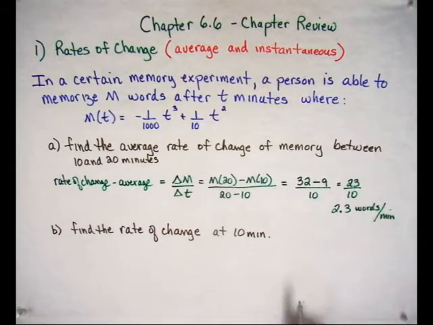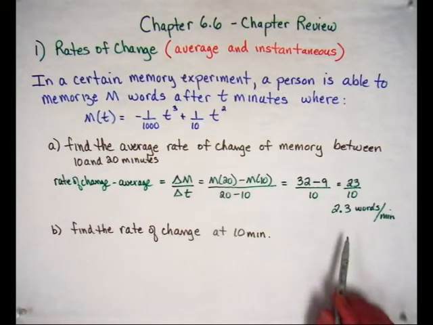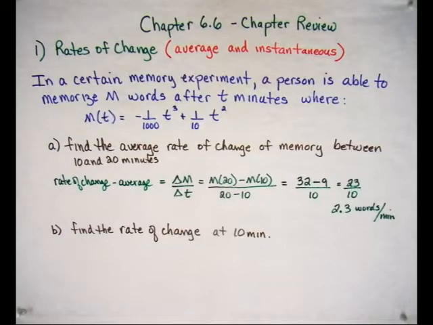So what we've actually found is that between the 10th and 20th minute, the person is averaging an increase of memorizing 2.3 words every minute. It doesn't tell us how many words they were learning at any particular moment in time. It just gives us the average between 10 minutes and 20 minutes. Now the next question says, find the rate of change at 10 minutes. Now this question is asking us to find the slope of the tangent line at 10.